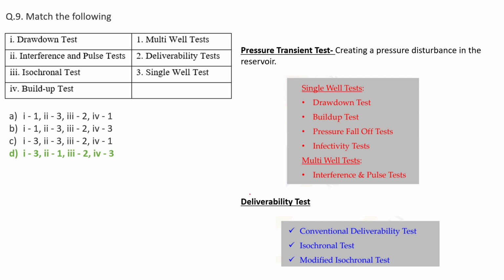So from all these lists, now tell me which one will be the correct answer. First they are saying drawdown test. Drawdown test comes in the single well test, so one will be matched with three. Interference and pulse test is the only one in the multi-well test, so it will be option one. Isochronal test is a deliverability test, so it will be with option two. And build-up test again comes under single well test, so it will again match with option three. So you can see option D: 1 is 3, 2 is 1, 3 is 2 and 4 is 3. So option D is the correct answer.